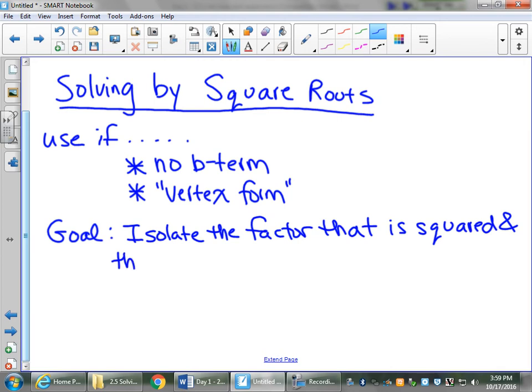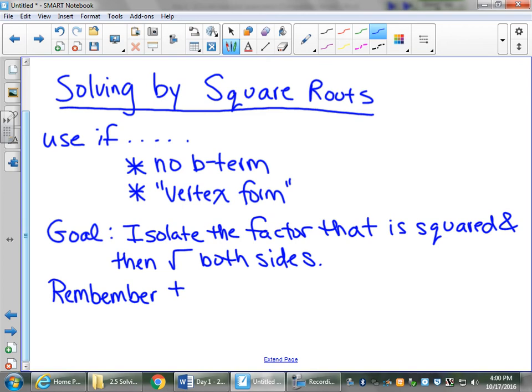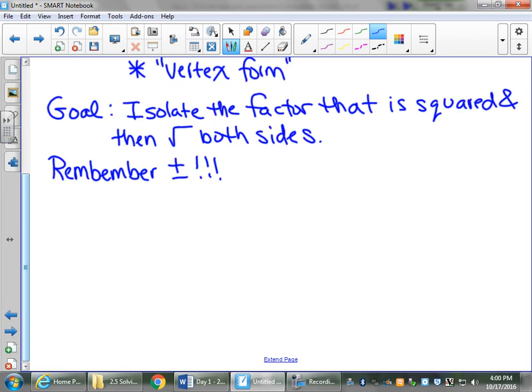And then square root both sides to get rid of the square. All right. And if it's in vertex form, there'll be an additional step after this because you'll have the h term that you need to move. But in the other format, you will be done. It's important that when you're solving by square roots, we have to remember the plus or minus sign, or you will only end up with one root when there's supposed to be two roots.